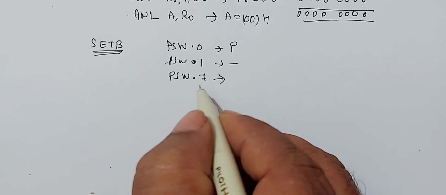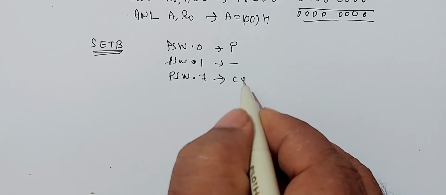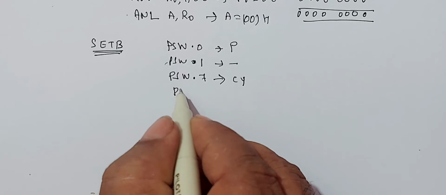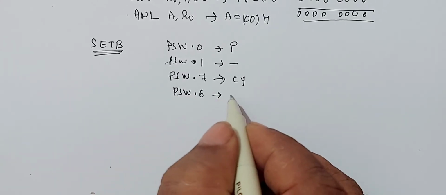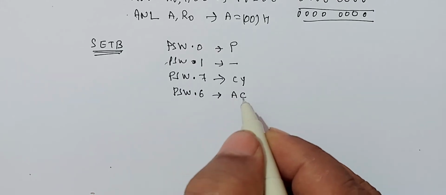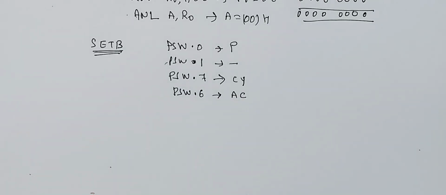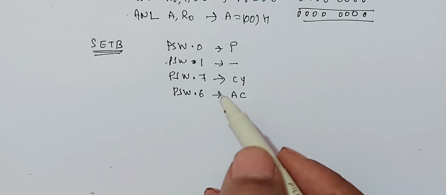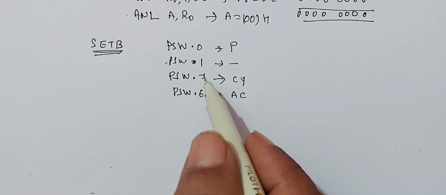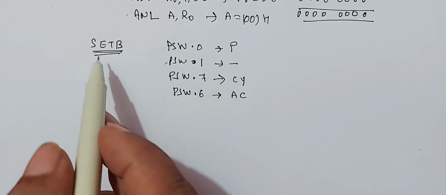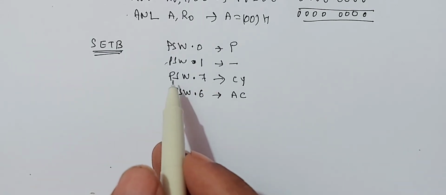Program status word bit 7 is the carry flag, CY. Program status word bit 6 is the auxiliary carry. Like that, you have 8 bits of program status word. Since the program status word is bit addressable, you can apply the SETB instruction to any bit of the program status word.